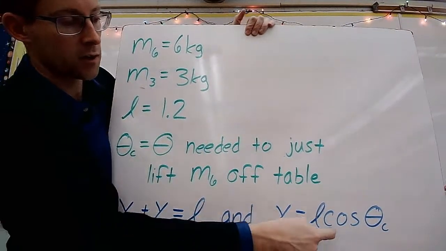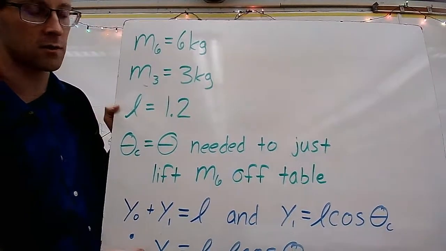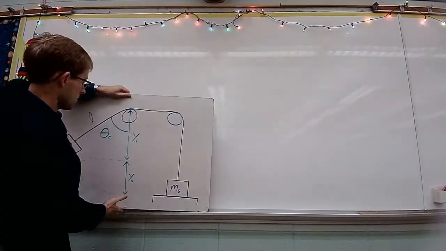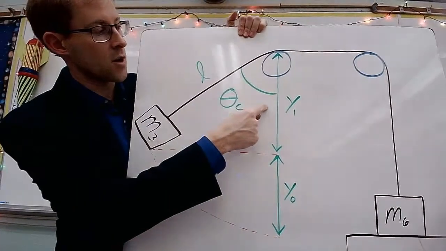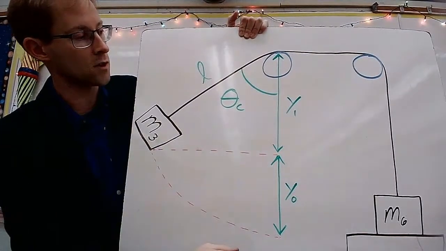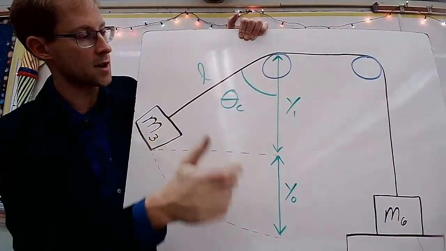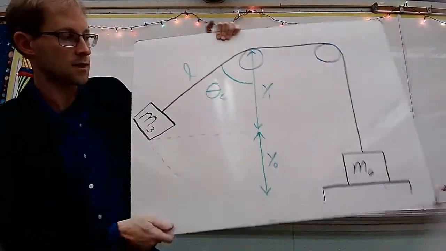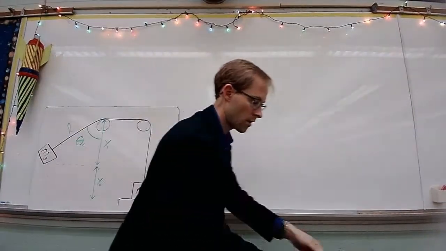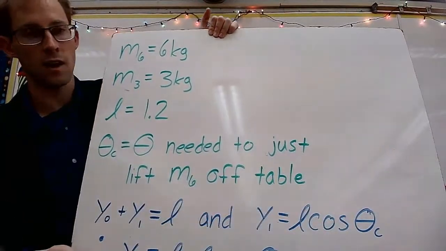And y1 is equal to L cosine theta c. The reason for that is because it's just using SOHCAHTOA. When you look at y1, which is right here, and you make a triangle out of it, it is the adjacent side of this angle, so you'd use a cosine function. And when you relate this with the hypotenuse, you would get the expression that is written on that whiteboard, L cosine theta c. That's where that comes from.